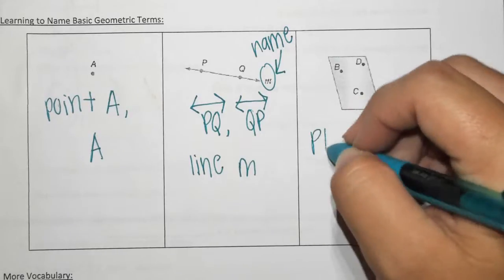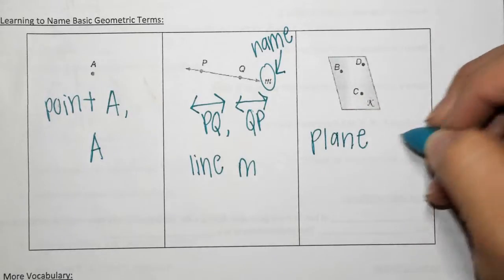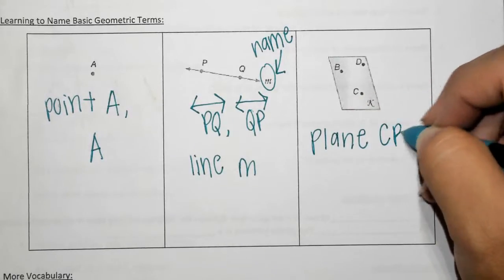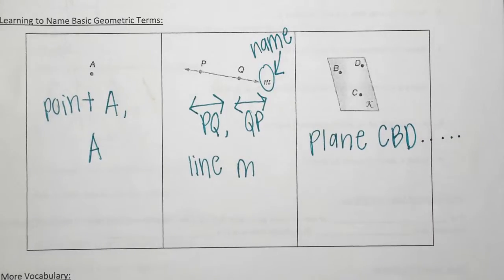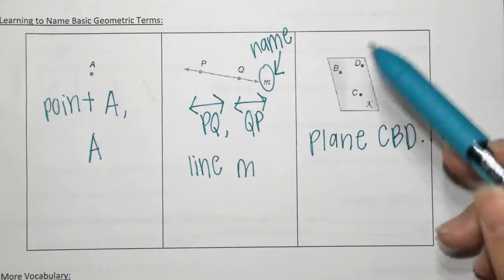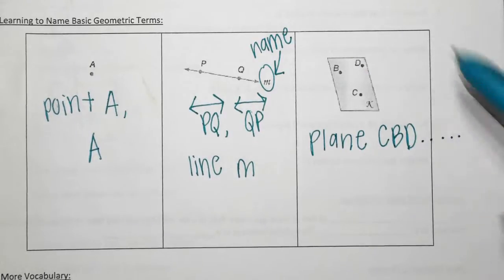Good. Plane. Did you say CBD? But remember, put some dots here. Doesn't have to be CBD. Okay, that's not the only way. Plane DBC. Okay, the order doesn't matter. There's one more way. What is it?